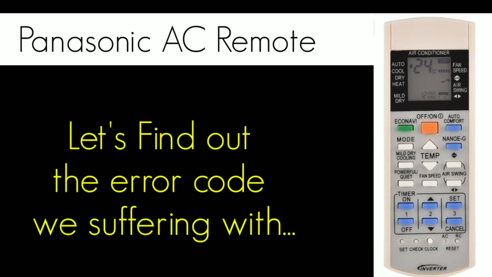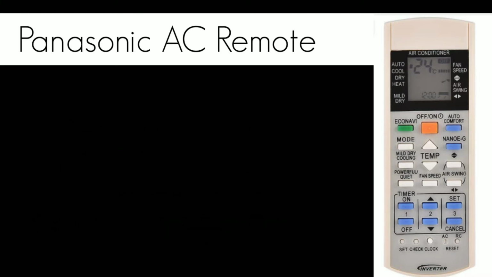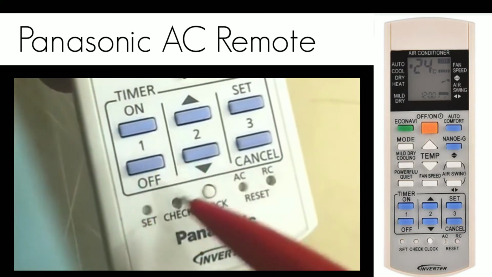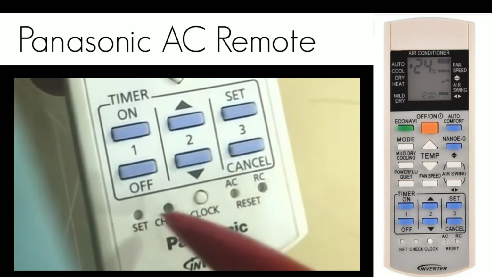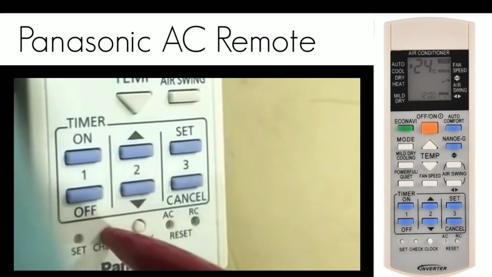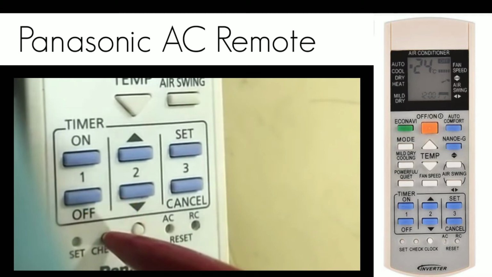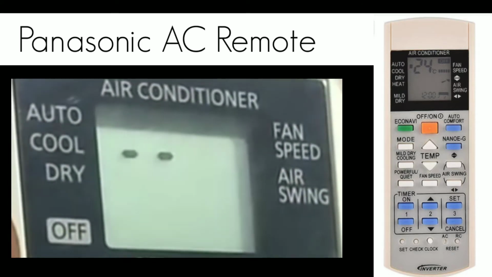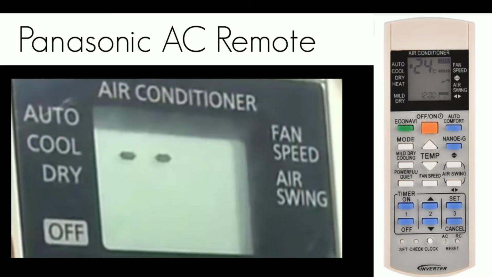So now we're gonna find out the error code we're suffering with. As you can see, there is a check button on the remote. We have to press and hold this button for 5 to 10 seconds. Press this button using any pen, pencil or whatever you can use. After that, the display will be blank and have two dashes in the display.